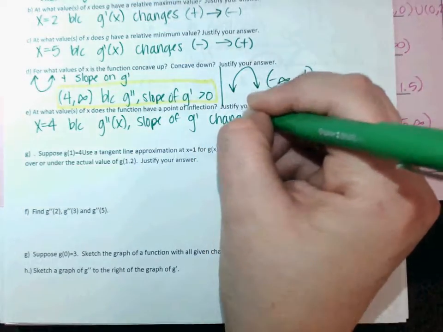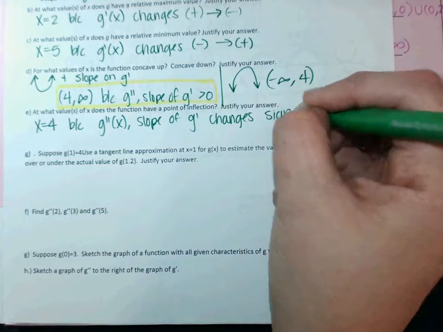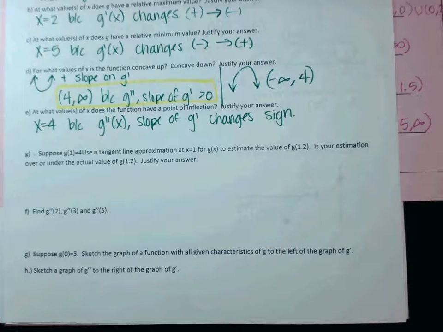Does the order matter for a point of inflection? No. If it's an inflection point, it doesn't matter if it switches plus to minus or minus to plus. As long as it changes sign, that's good enough.